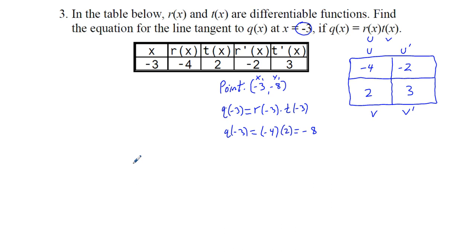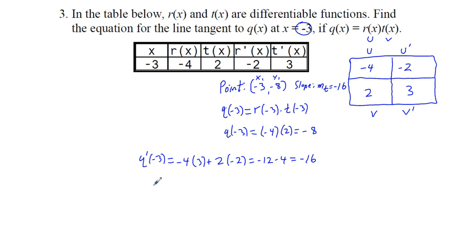Okay, next, for the slope, we want to find q prime of -3. Well, that's going to be u v prime, which is -4 times 3, plus v u prime, which is 2 times -2, which equals negative 12 minus 4, which equals negative 16. So our slope is going to be m sub t equals negative 16.